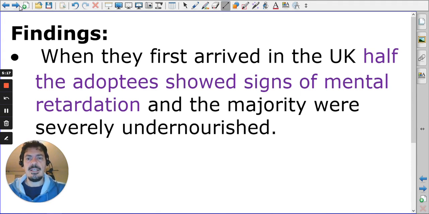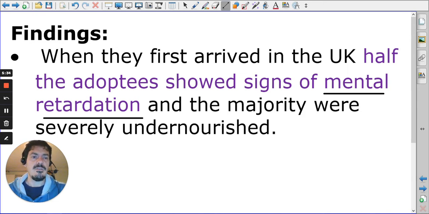We see that when they arrived, most of them were severely undernourished, but also many of them were showing signs of mental retardation. Now, this is obviously not a very nice phrase to call somebody, but it was a clear indication, in terms of a diagnosis, that these children were clearly showing signs of being held back, mentally not being able to be in the right developmental stage.